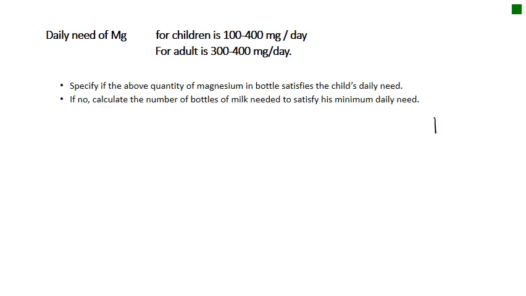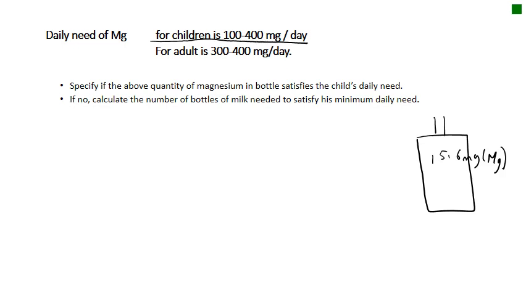From the part above, we deduced that a bottle of milk containing 100 milliliters of water and 2 spoons of milk contains 15.6 milligrams of magnesium. If a child took only 1 bottle of this milk, we have to specify if the quantity of magnesium taken satisfies his daily need. For children, the daily need required is between 100 and 400 milligrams per day. If this child took only 1 bottle of milk, the quantity of magnesium taken is 15.6 milligrams, which is less than the minimum daily need, which is 100 milligrams. So this quantity of magnesium is insufficient.